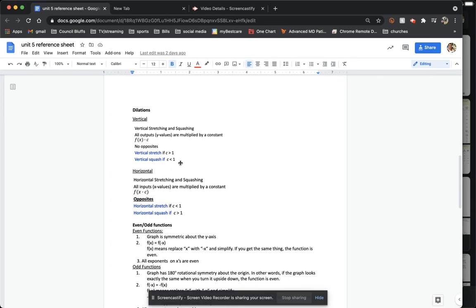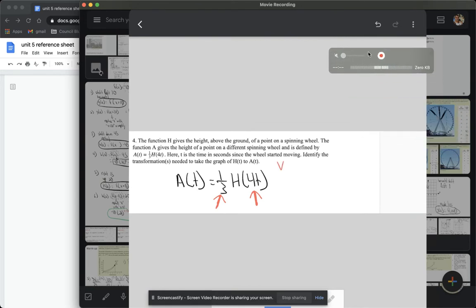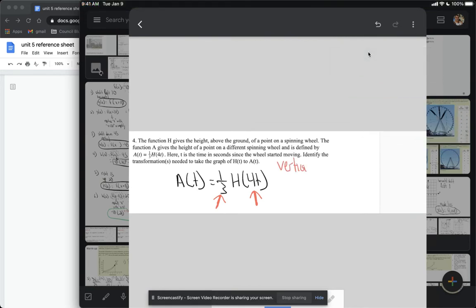1/3 is less than 1. So this is a vertical squash by a factor of 1/3. That is the first transformation. So a vertical squash by a factor of 1/3. So that would be the first transformation.